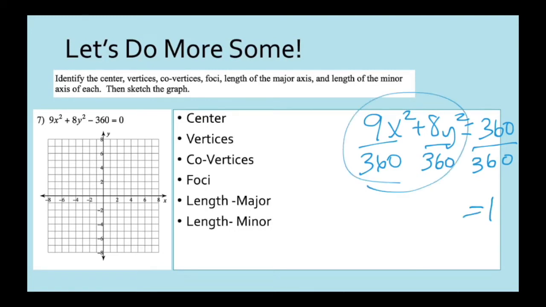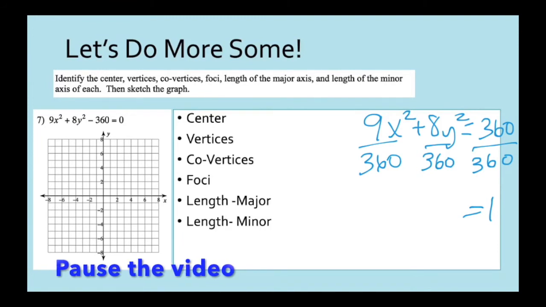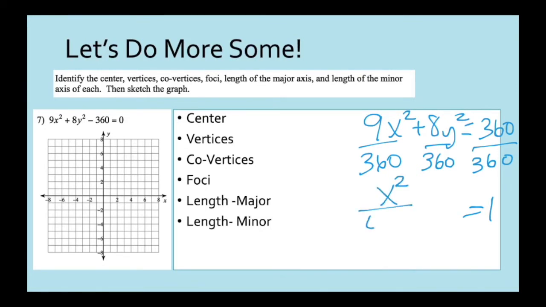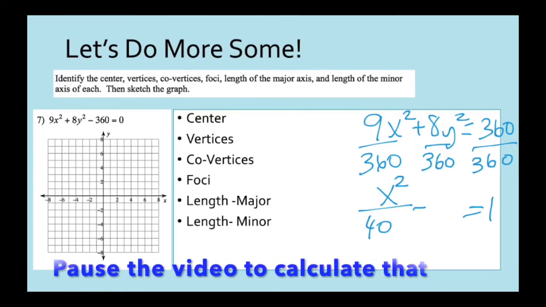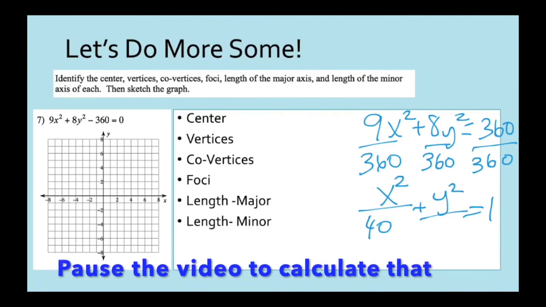And these simplify down. So how many times does 9 go into 360? Why don't you go ahead and do that on your calculator if you don't know. 9 goes into 360 40 times. So we're going to have x squared over 40. 8 goes into 360 also, so we can reduce that to y squared over 45.